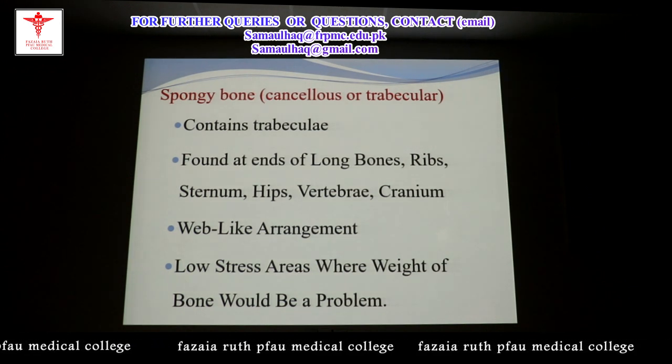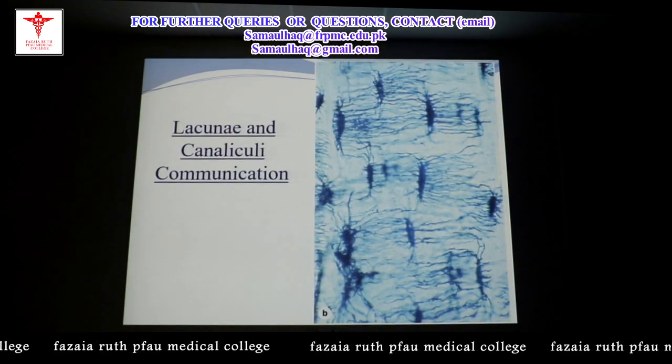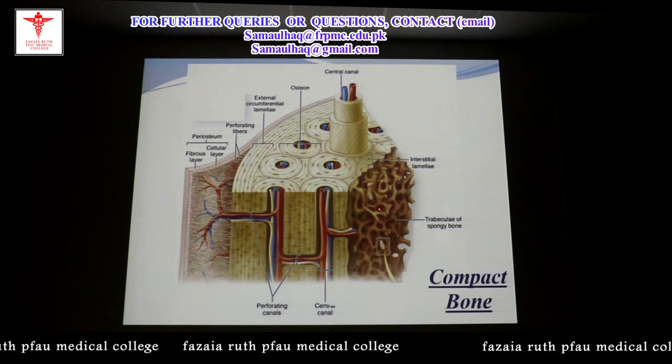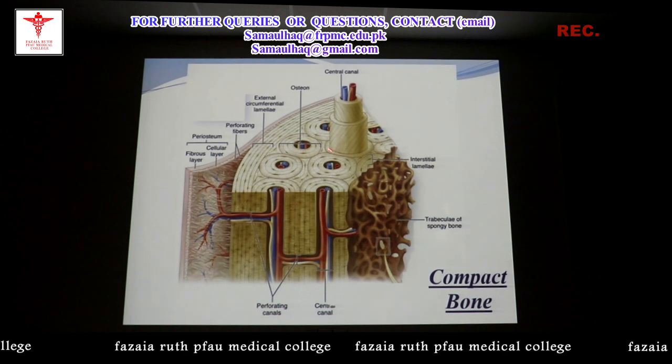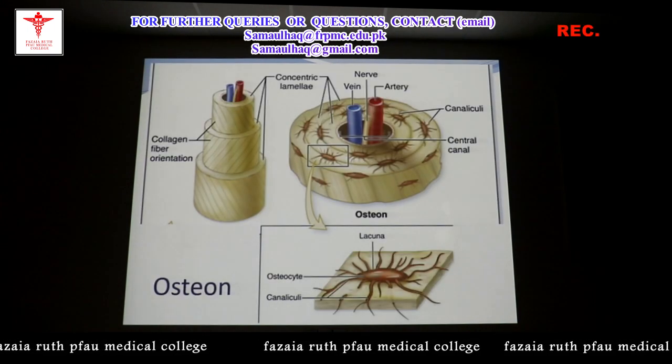Now the spongy bone is also known as cancellous or trabecular bone, as we can see here that it is arranged in the shape of trabeculae. So the functional unit, in other words, for the compact bone is the osteon, but for the spongy bone it is the trabeculae.